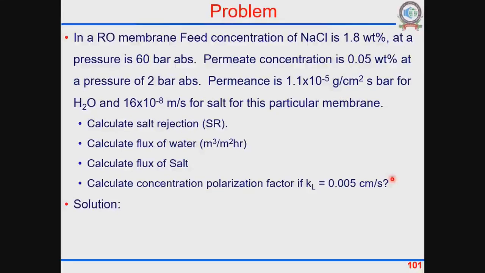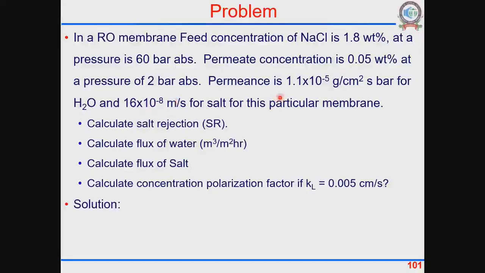Just to give a quick calculation, let's say in an RO membrane, the feed concentration is 1.88% at a pressure of 60 bar. Permeate is 0.058% at a pressure of 2 bar. Permeance, I am directly giving you: the permeance of the membrane is 1.1 into 10 raised to minus 5 gram per centimeter square per second per bar for water, and 16 into 10 raised to minus 8 meters per second for salt for this particular membrane.